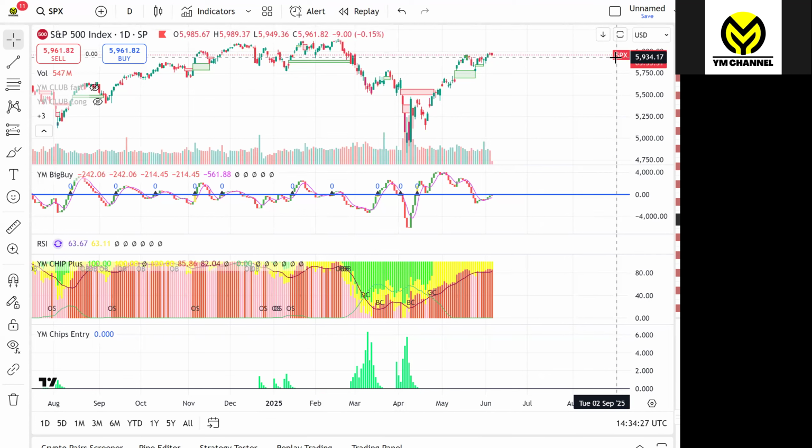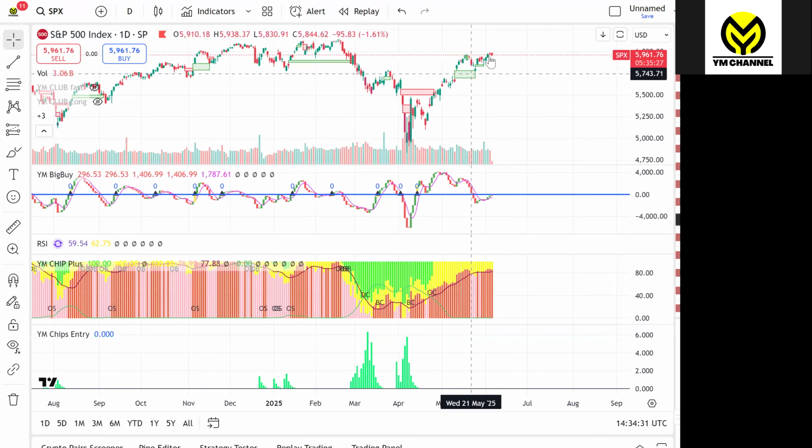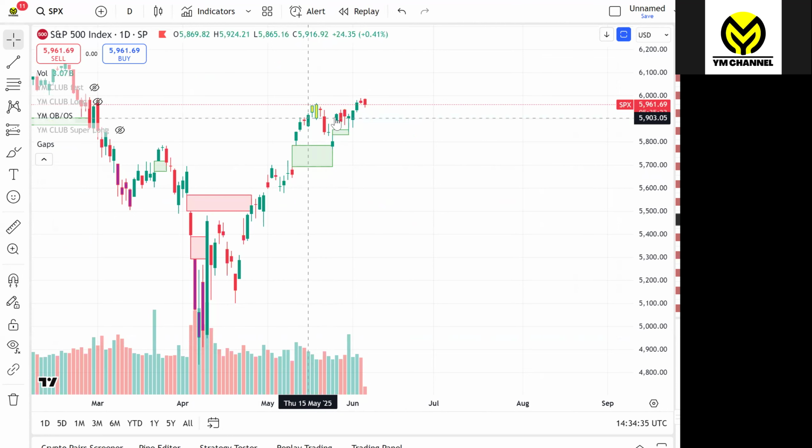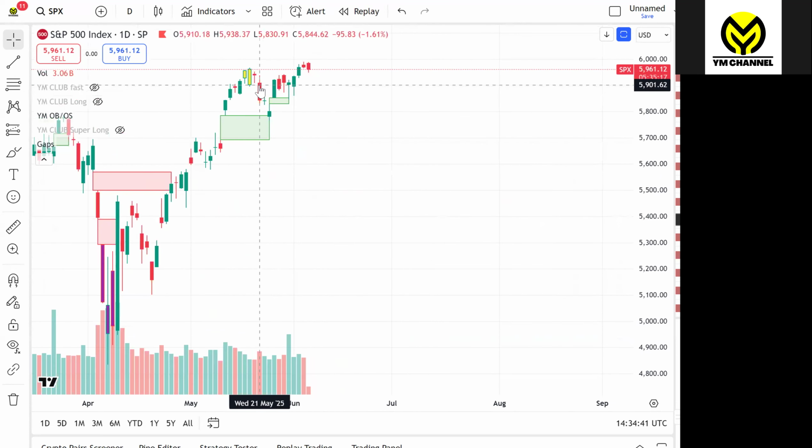Why is S&P 500 so weak? They have been going sideways here. First thing, with my indicator, you have OBOS. Here, it tells you we have risk. And when it disappears and the price drops below, basically it means this is a sell signal here.